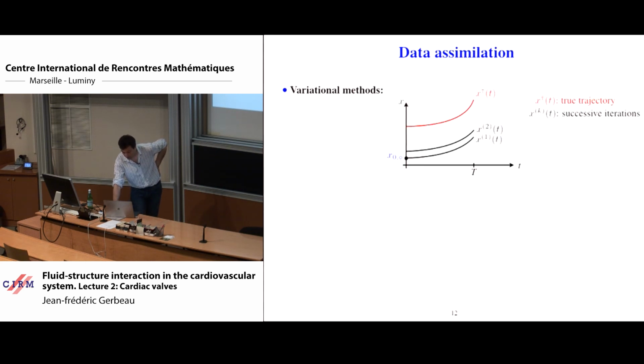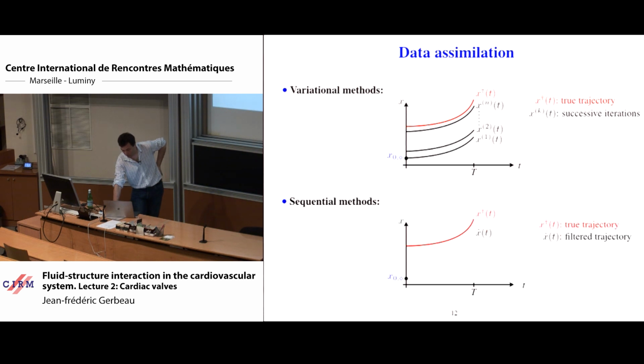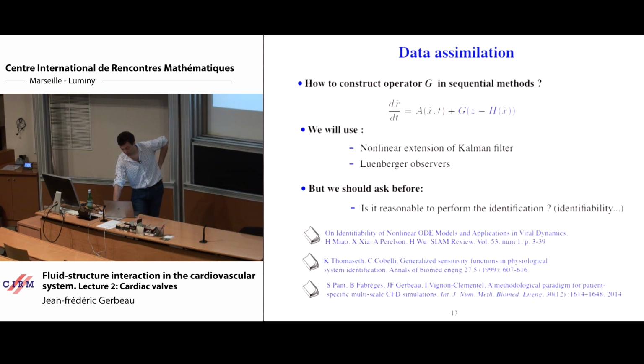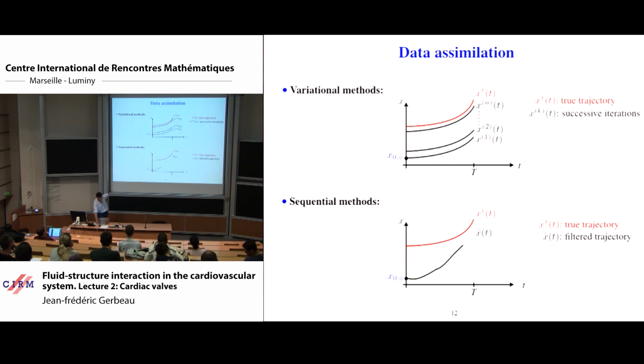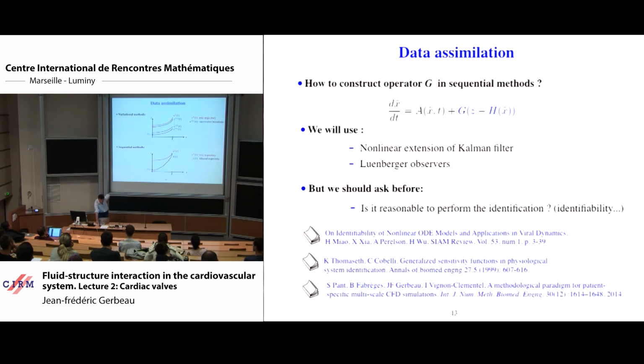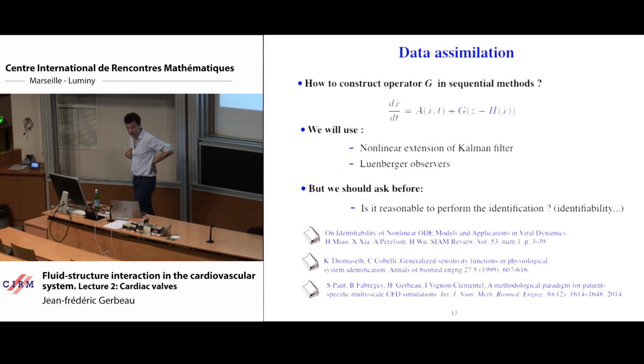Okay, and so the difference is, in the case of variational methods, you solve several successive full problems. In the case of sequential methods, you adapt your parameters and state along the time, and so you converge hopefully to the same quantity in some cases, but in general it's not that way. The question is how to construct this operator J in sequential methods. So Philippe has shown you the Kalman approach and the Luenberger observer. I will come back to that in the specific case of fluid structure interaction.